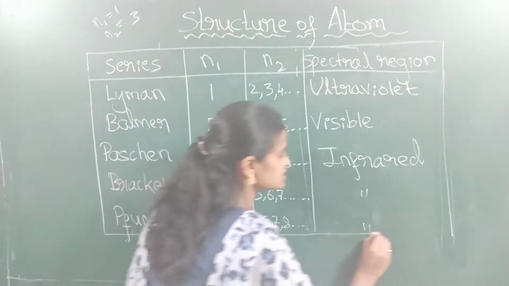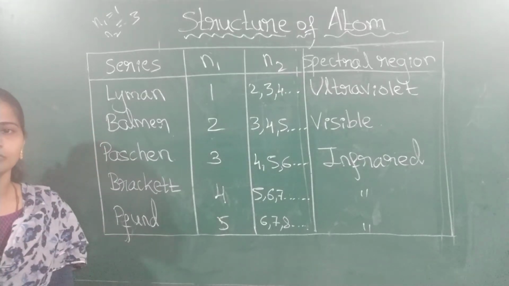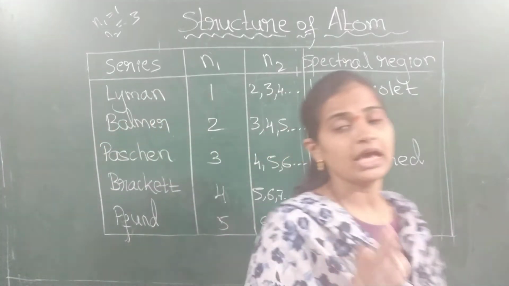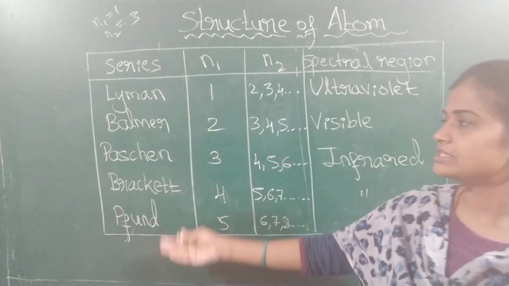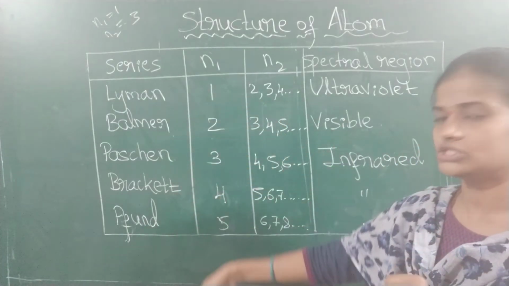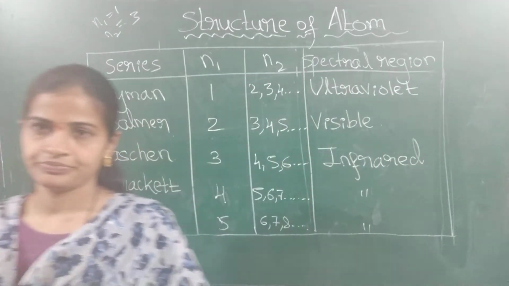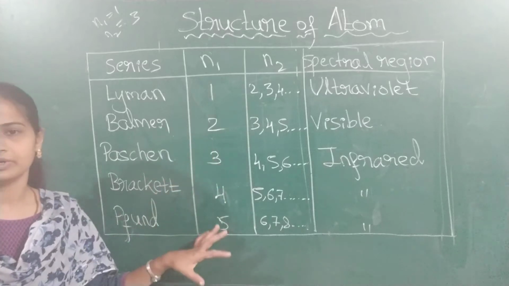Students, you have to understand this table. This is very important to solve the numericals. Got it? What you should remember? The n1 value for each series. Lyman, Balmer, Paschen, Brackett, Pfund. You have to go in this order only. Then only you will write the n1 values correctly. Got it? Yes, you note down this table.